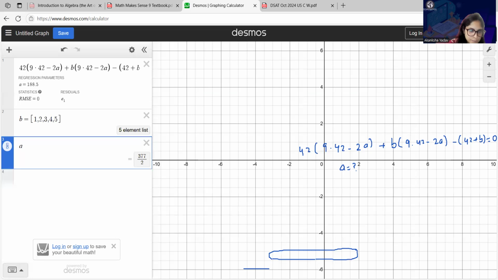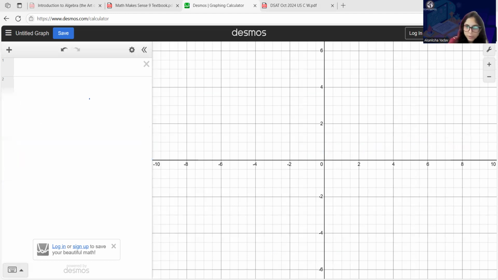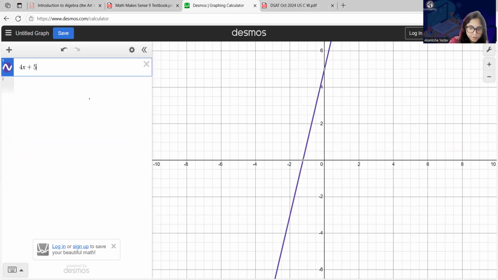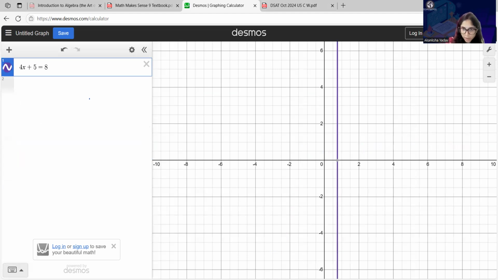Yeah, thank you. Shall we start with the DESMOS now? Yeah. So DESMOS can be used to solve several things. First is solving equations. So first we'll see how we can solve linear equations. Let's say you have 4x plus 5 is equal to 8. We can directly type it in. You will get a vertical line and you can see the value of x is 0.75.